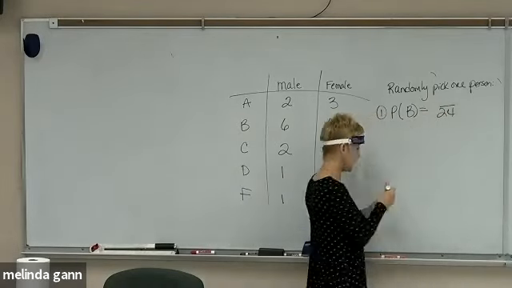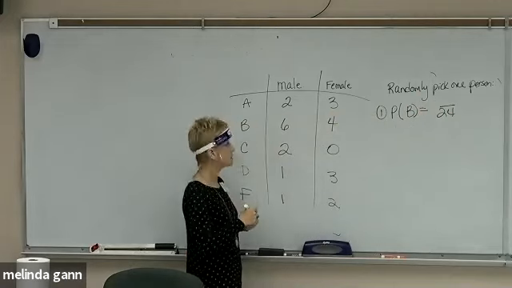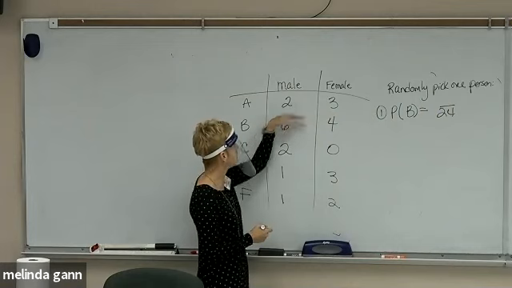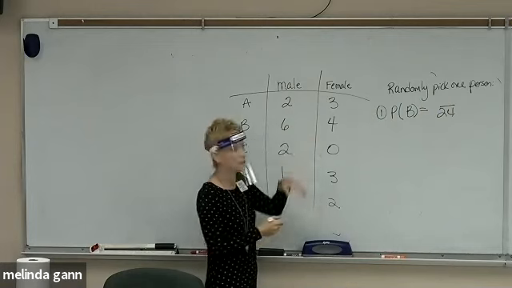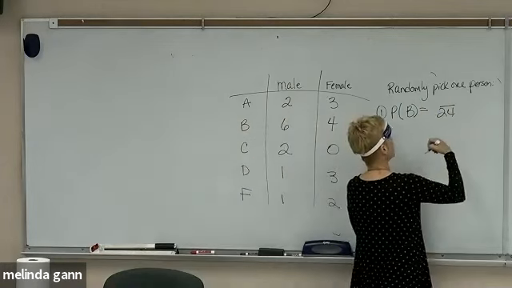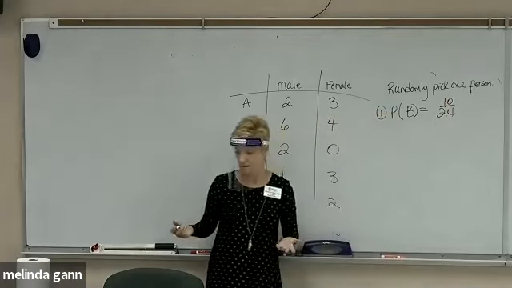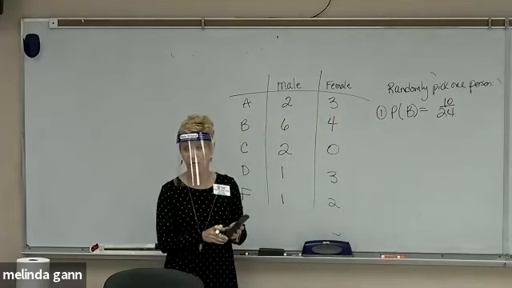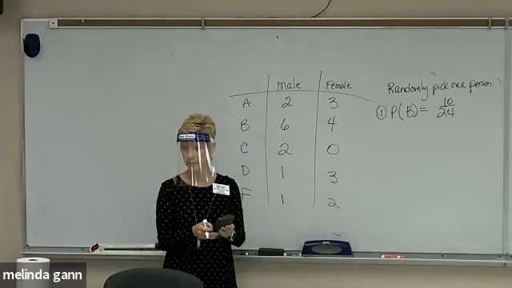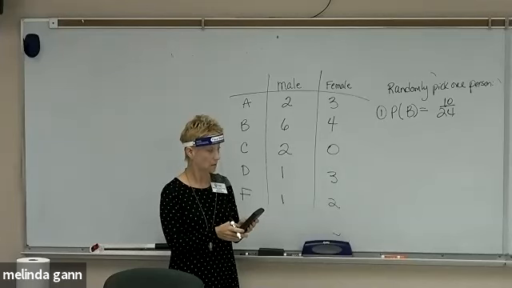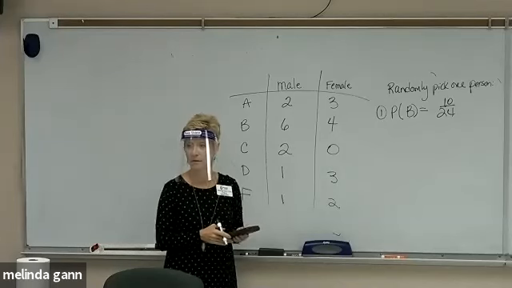How many made a B? 10. So I said that these made a B, all these made a B. I've got 6 guys that made a B, 4 girls that made a B. Now, why can't I leave it 10 over 24? Because it's not reduced. So if you put 10 over 24, we'll get it wrong. So what fraction can you put? What would both those divide by?